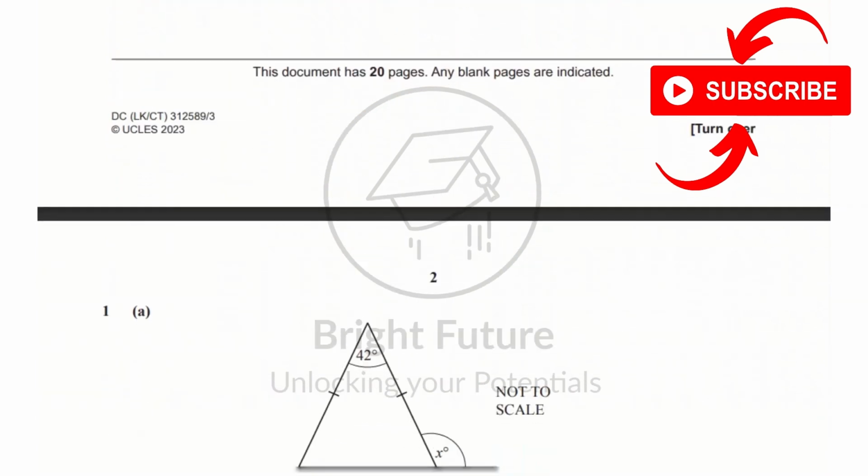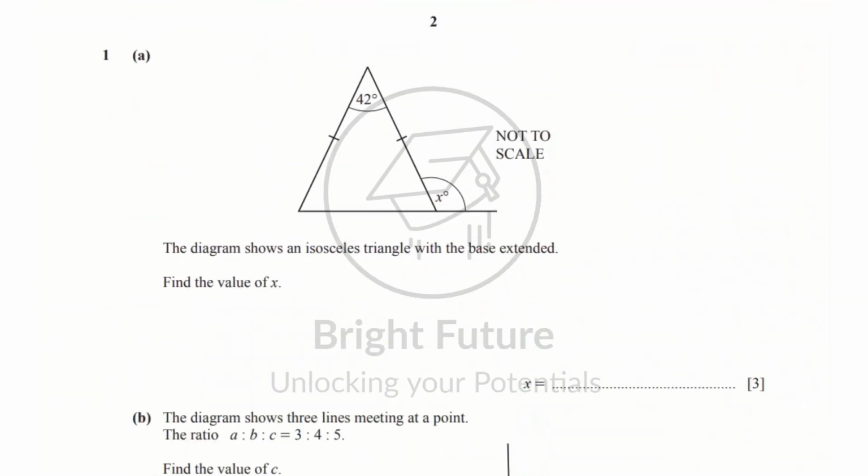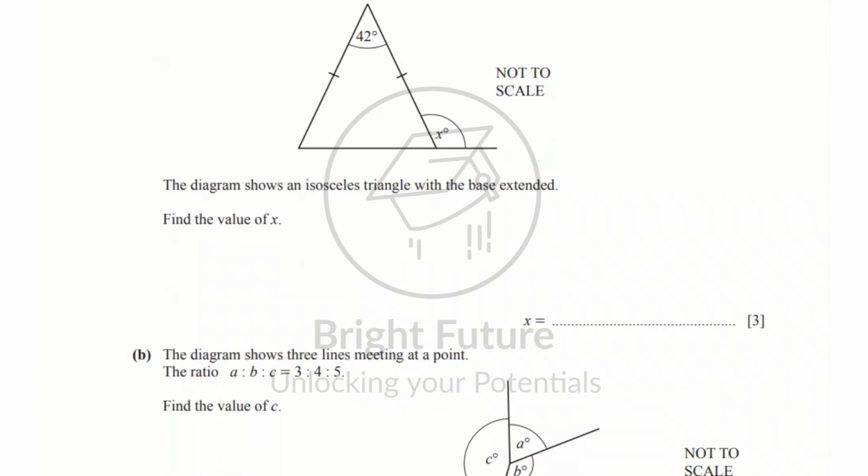Let's begin. Question number 1A. There's a triangle given to you. It's an isosceles triangle with an exterior angle x, and an angle is given that is 42 degrees. The diagram shows an isosceles triangle with the base extended. Find the value of x. It's a simple one. You don't have to do many calculations.